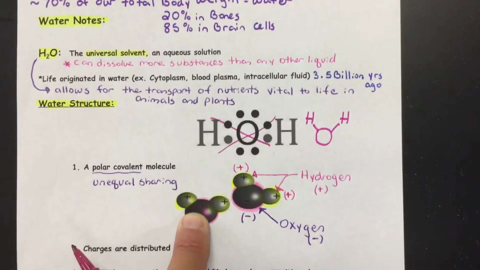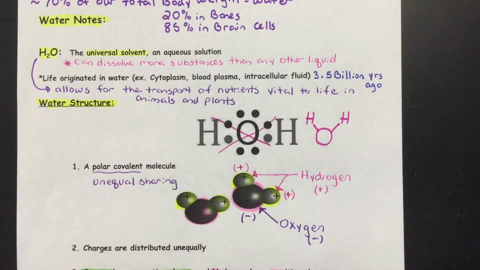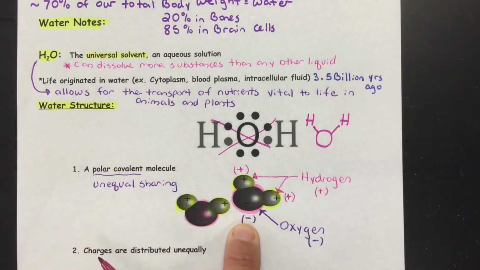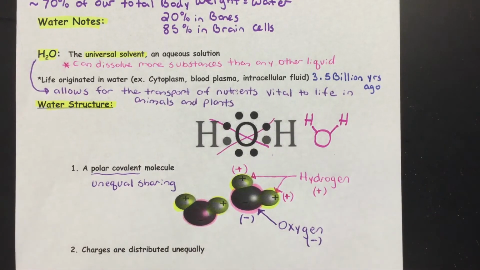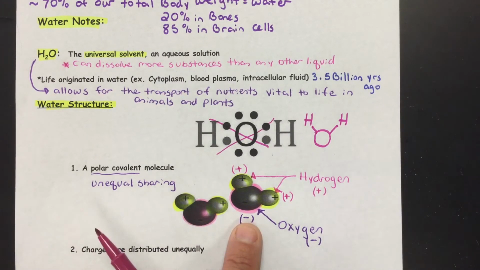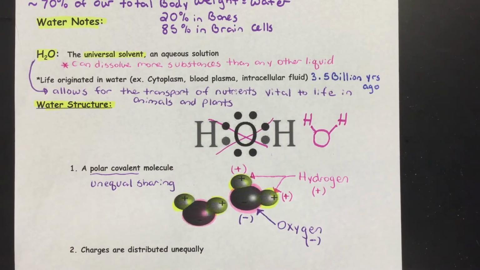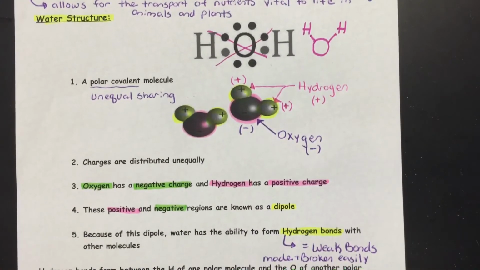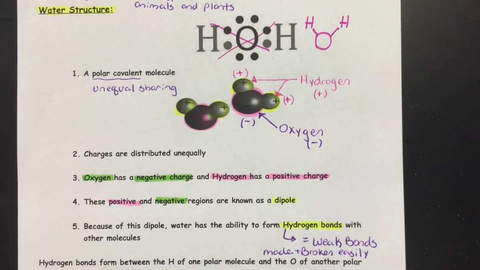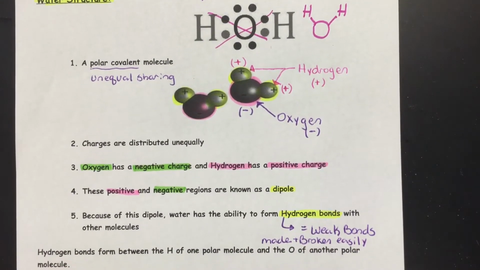So the pink is going to be your oxygens, the yellows are going to be your hydrogens. Because of that, they're not creating ions, they're not creating charges, but they do have a slight charge to them, even though they're sharing. Since oxygen is stealing more of those electrons, and electrons are negatively charged, it's going to have a slight negative charge. My hydrogens are going to have a slight positive charge. Once again, these charges are distributed unequally. Oxygen's negative, hydrogen has a positive charge.